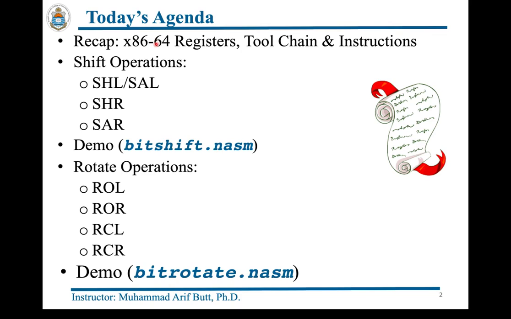As usual, the first few slides are a recap of x86-64 register set, programming toolchain, and instruction categories. Then we will study the shift and the rotate instructions, which shift the bits in the destination operand by one or more positions, either to the left or right. For shift instructions, the bits shifted out are lost, while in rotate instructions, the bits shifted out from one end of the operand are put back into the other end. We'll also have a working demonstration of these instructions using the GNU GDB debugger.